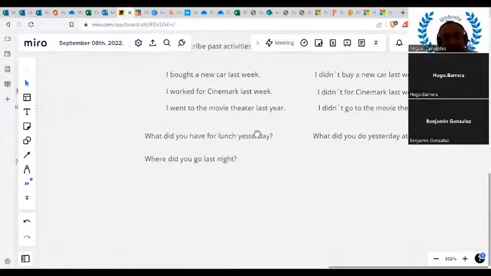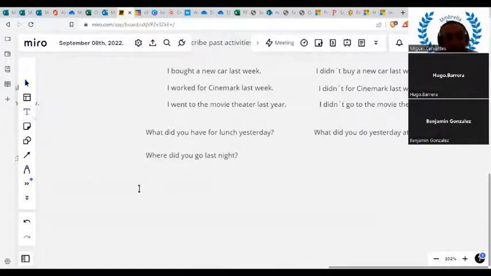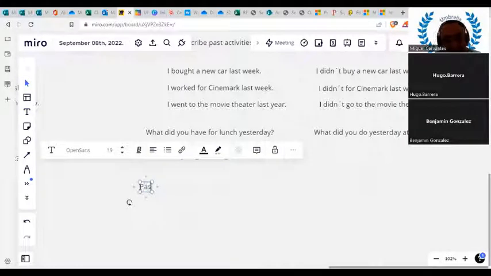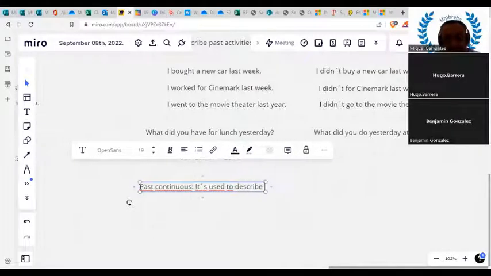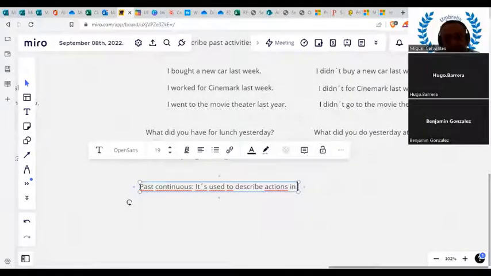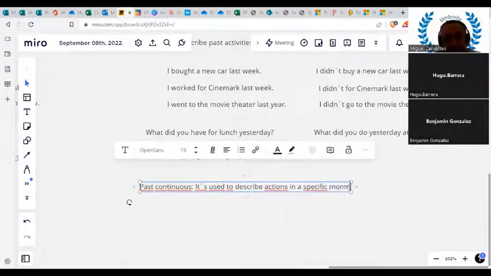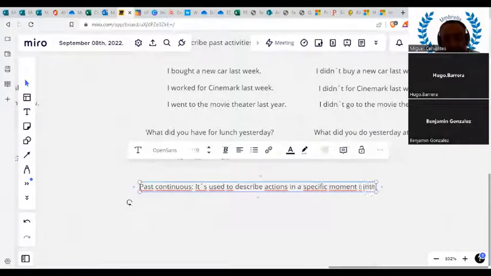Okay. Look at this. Past continuous. Remember, past continuous is used to describe actions in a specific moment in the past.